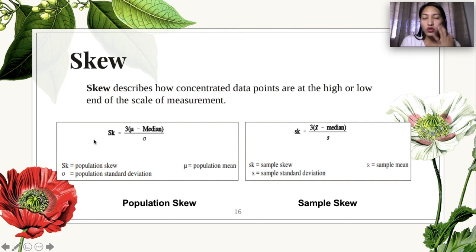So, for the skew, it is symbolized by capital S, and then small letter K. Kapag naman sample skew, small letter s, small letter k. So, the formula is 3 multiplied by population mean minus the median divided by the population standard deviation. For the sample skew, sk is equal to 3 times sample mean minus median divided by sample standard deviation.